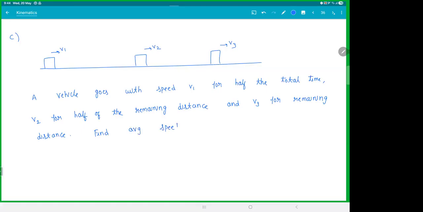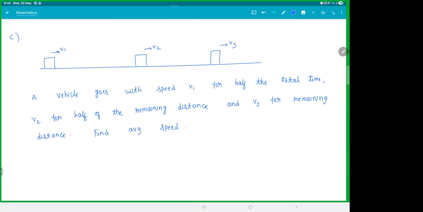What is the total distance? I don't know. What is the total time? I don't know. So initially you traveled for half of the time with V1. And then whatever distance remained, in that remaining part you went with V2 for half and the remaining half with V3. Find the average speed.